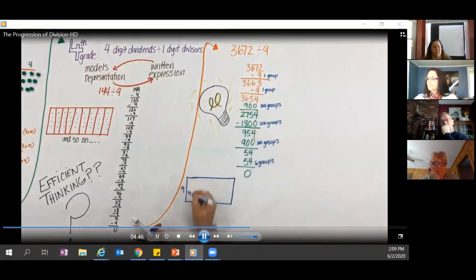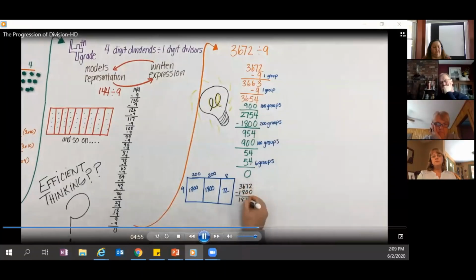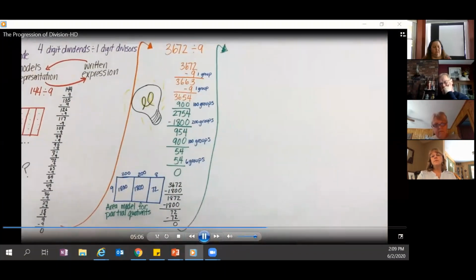Students have to make sense of the mathematics, and we can't tell them what to do. So here, they're removing their partial quotients. So from the expression, they go ahead and create an area model. And what's beautiful about this area model is that it connects back to multiplication, except it's the area model for partial quotients.